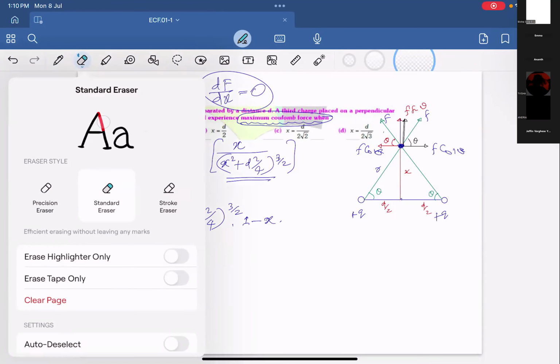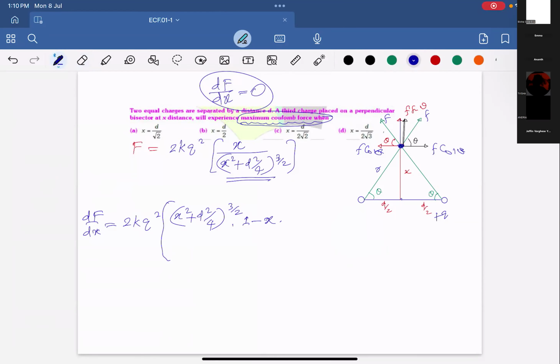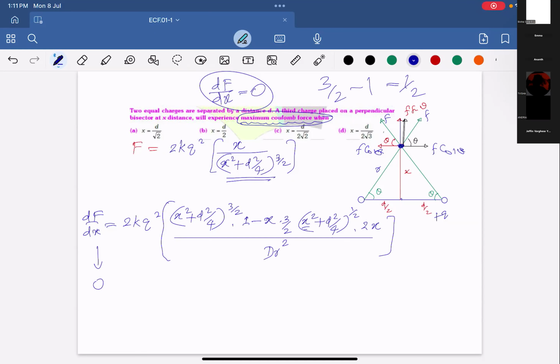What is differentiation of denominator? First, power into x square plus d square by 4 raised to power minus 1. Power minus 1 means 3 by 2 minus 1, that is why I wrote it as 1 by 2. Then the function inside has to be differentiated. X square's differentiation is 2x. D square by 4 does not need to be differentiated because it is constant. I don't care what the denominator is, I simply write it as denominator square, as long as the left side is 0. Because 0 into that is 0, right?